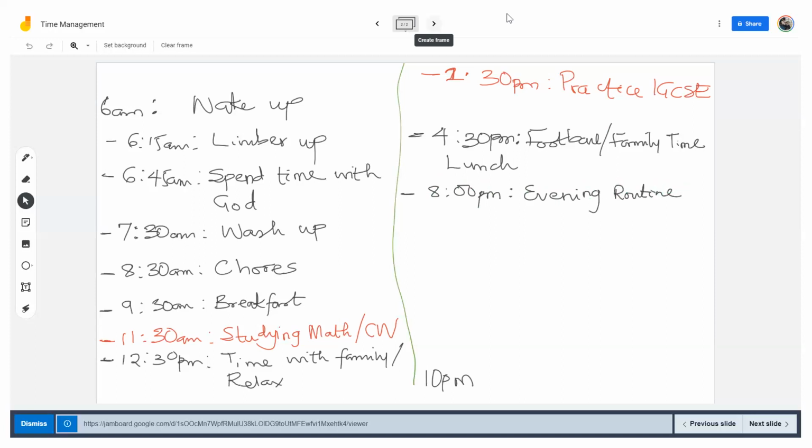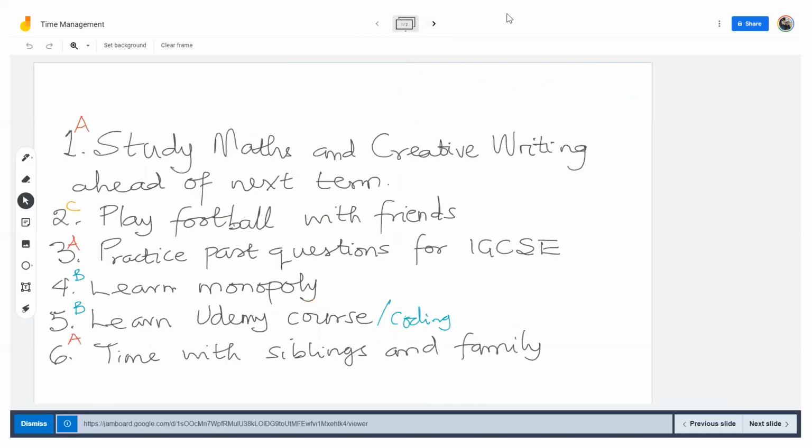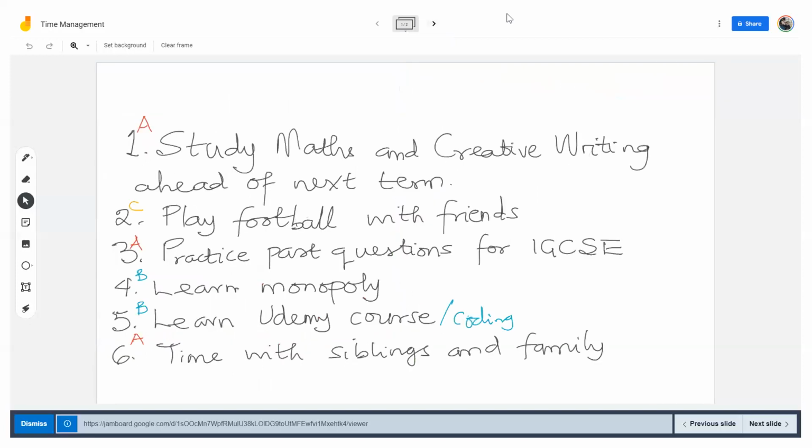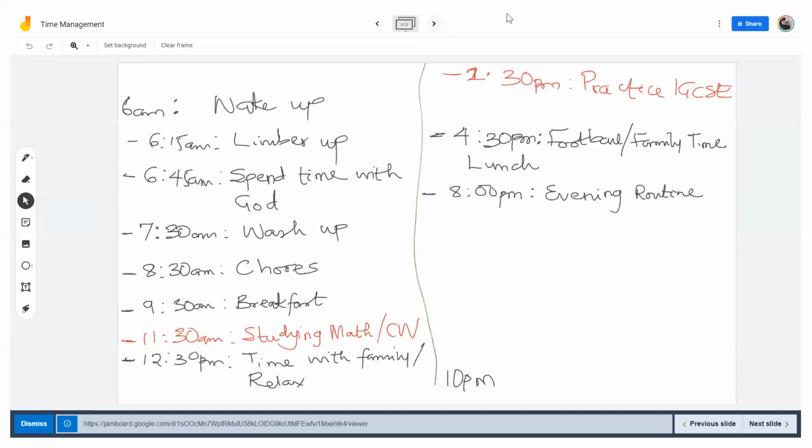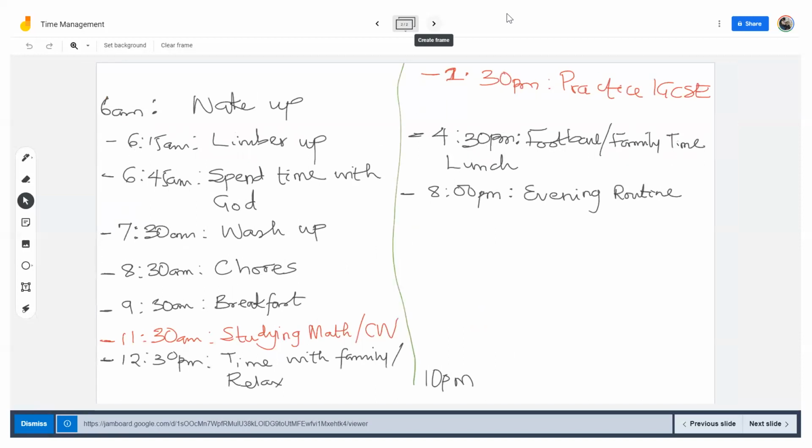Okay. Then from 8 p.m. we also need to fix the next priority A item, which is, okay, we already did that. Time with siblings is done. So next we have to put a priority B item, learn Monopoly or learn a coding activity. Okay, so next, in fact, you could decide that the football time or family time can also alternate with learning one of these things, whether it's Monopoly or coding.